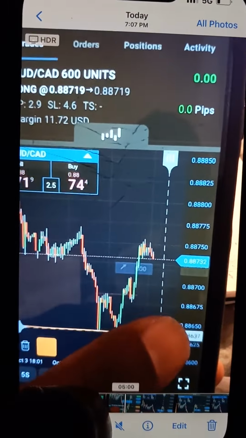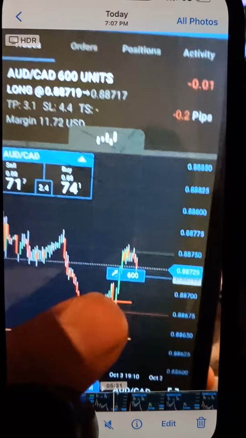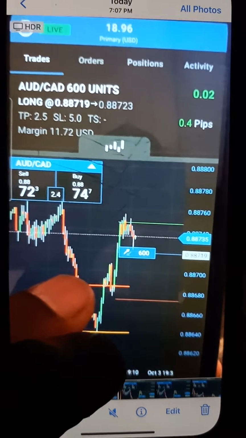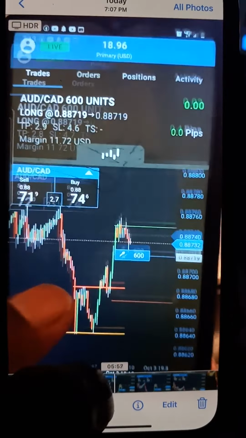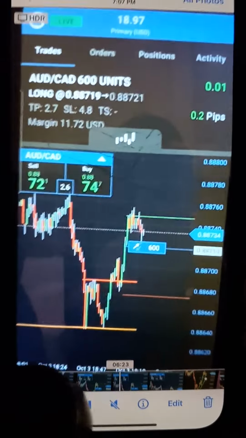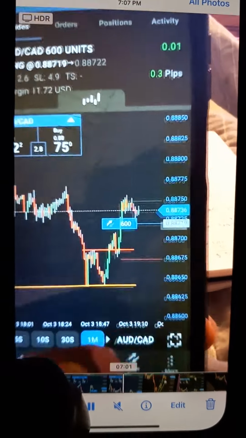So if the trade goes in the opposite direction, I won't lose much. A price pullback to form a higher high. That's an uptrend. A low, a high, a higher low, a higher high, and a higher low. Buyers are coming into the market. Okay, let me fast forward a little bit more.